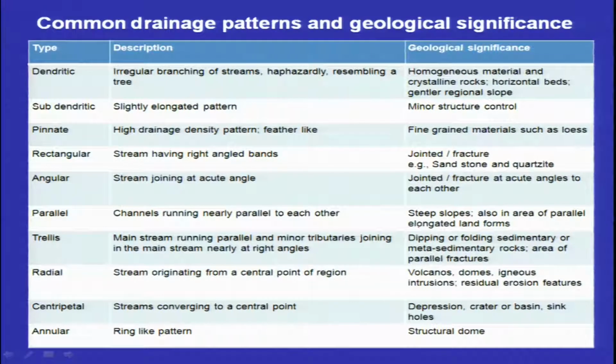So, these are few more subgroups or subtypes and the main types which have been given here: dendritic pattern, subdendritic, pinnate, rectangular, angular, parallel, trellis, radial, centripetal, angular, and the description of the same has been given here. So, I would request you to go through it and we can move ahead in this course.